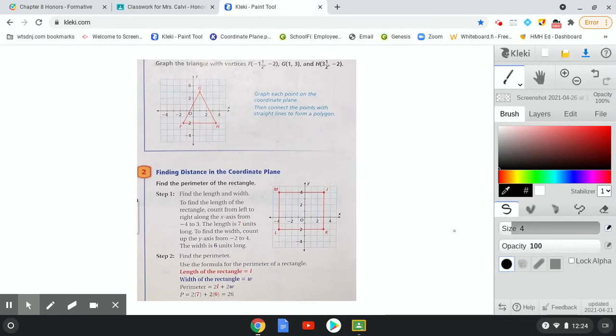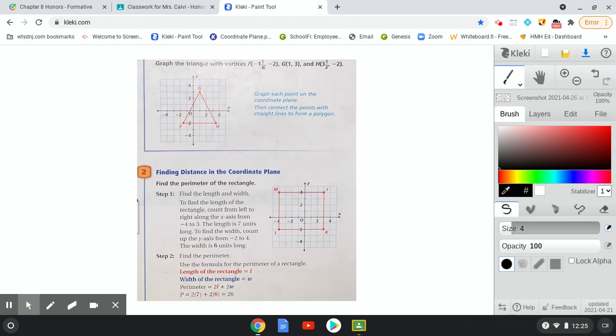Quick review on graphing polygons in a coordinate plane. So if you look, I have an example here. It says graph the triangle with vertices point F, -1.5, -2, point G, 1, 3, and point H, 3.5, -2.